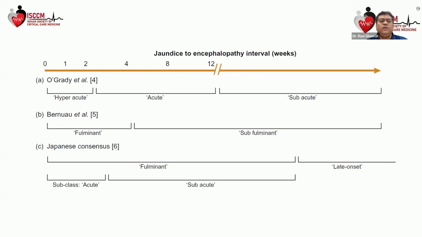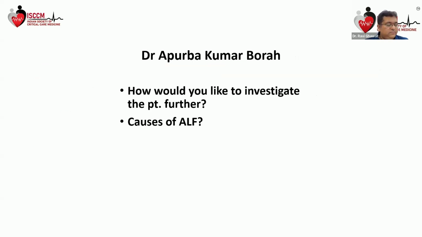The other thing is that you can also look at the etiologies. In hyperacute, the most common would be, in Western countries, probably drugs like paracetamol, the acetaminophen, and in our country, probably infective hepatitis like hepatitis E and A. In the acute phase, from 1 week to 4 weeks, it would be hepatitis B. And in the subacute category would be most of the autoimmune or acute on chronic liver failures or drugs other than acetaminophen. So that is how we need to look at the classification.